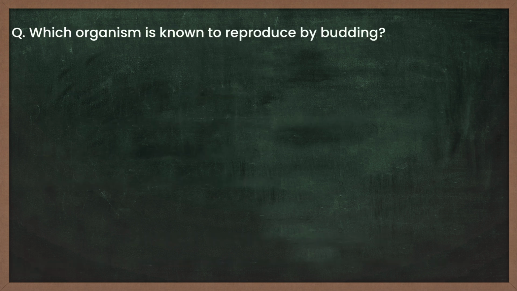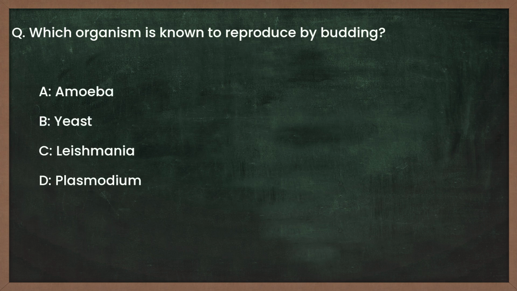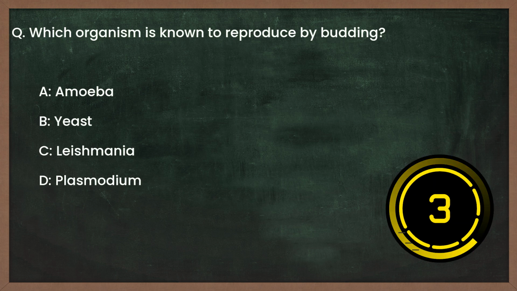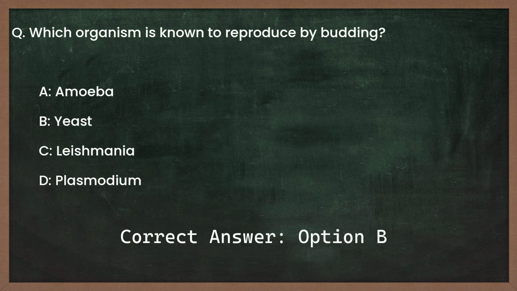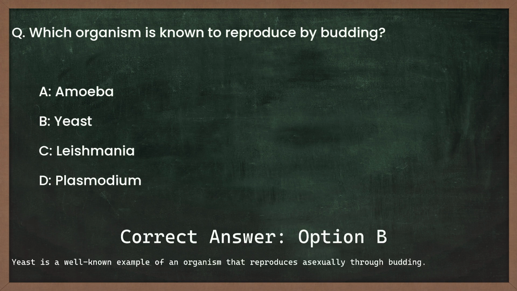Question: which organism is known to reproduce by budding? Option A, amoeba. Option B, yeast. Option C, leishmania. Option D, plasmodium. You have 5 seconds to answer the question. The correct answer is option B, which is yeast. Yeast is a well-known example of an organism that reproduces asexually through budding.